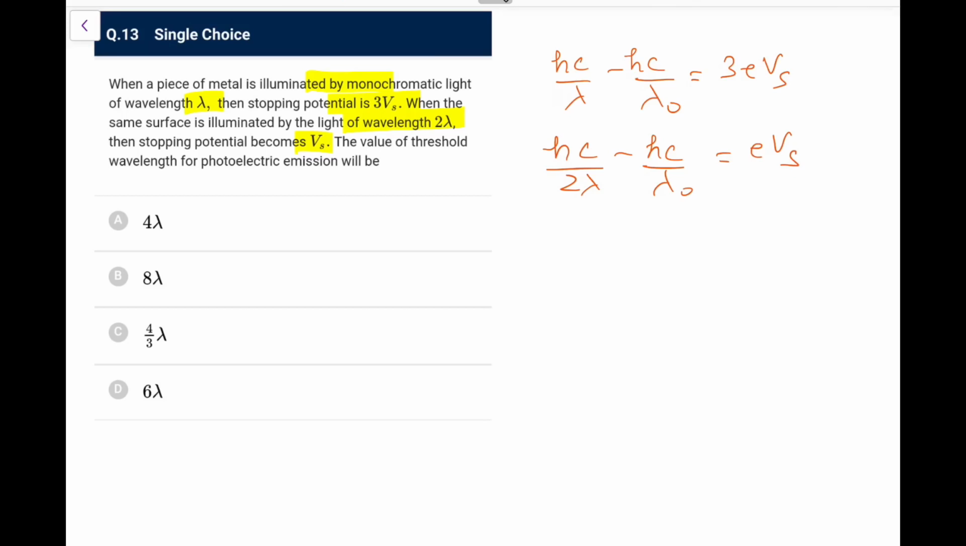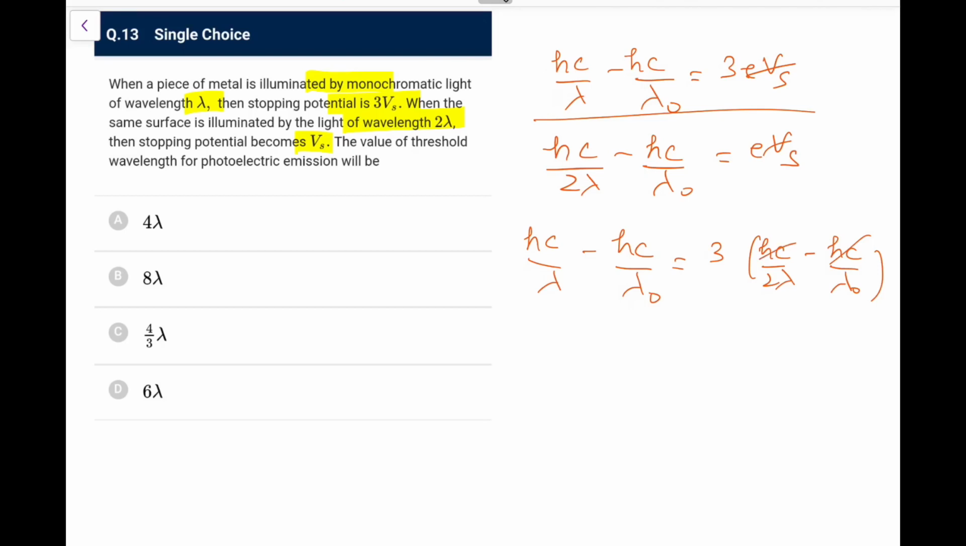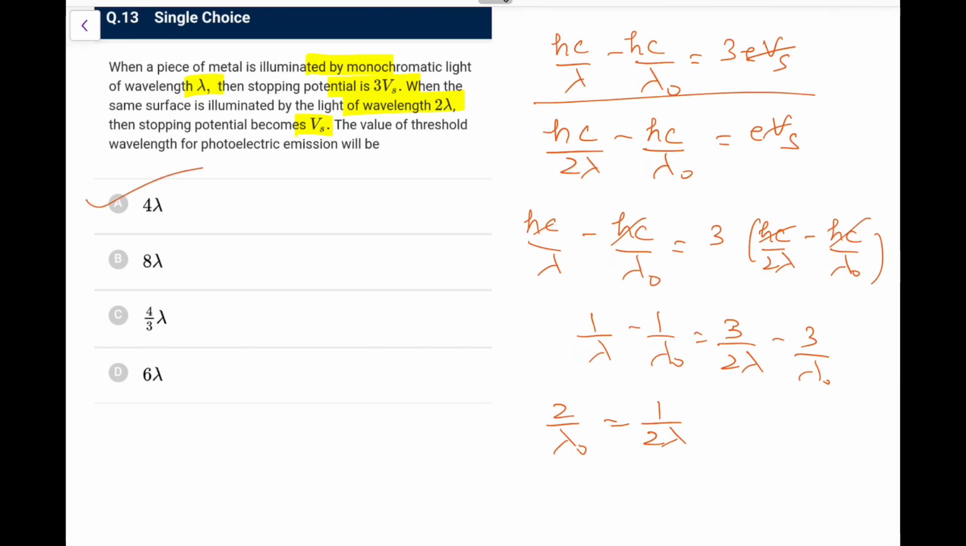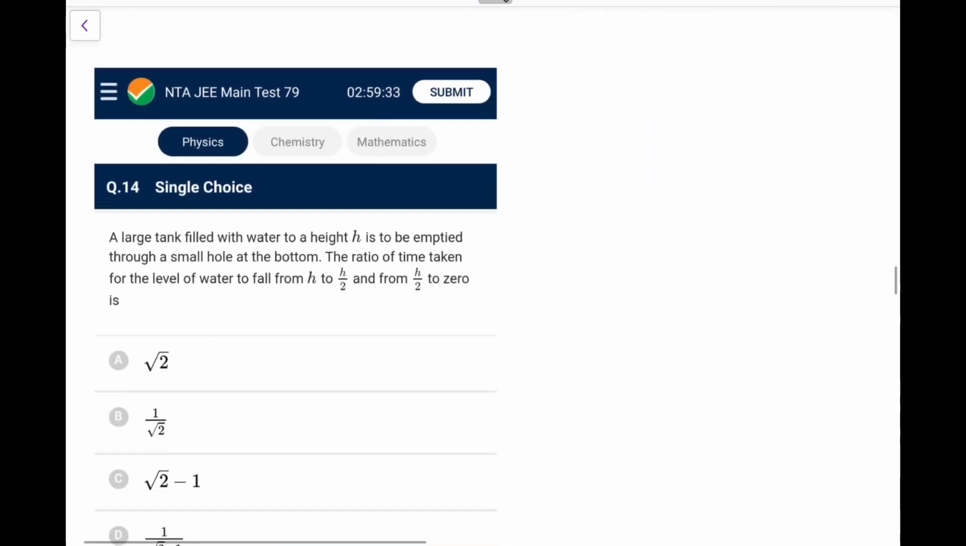Now what you require is the value of the threshold wavelength, so just divide these equations. So this eV goes, so hc by lambda minus hc by lambda naught is equal to 3 times hc by 2 lambda minus hc by lambda naught. So hc goes. So 1 by lambda minus 1 by lambda naught is 3 by 2 lambda minus 3 by lambda naught. So take it here, 2 by lambda naught would be equal to 1 upon 2 lambda. So lambda naught comes out as 4 lambda here. So go for option A here.